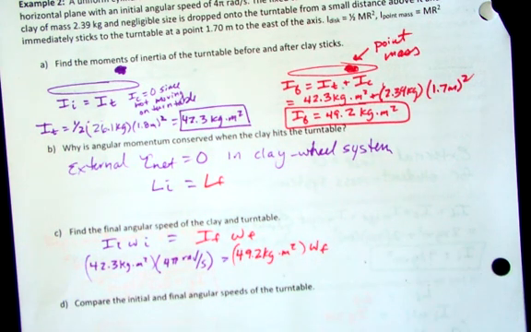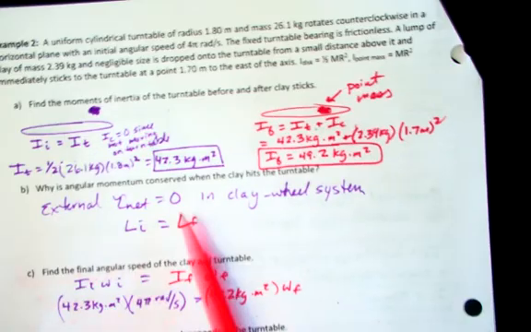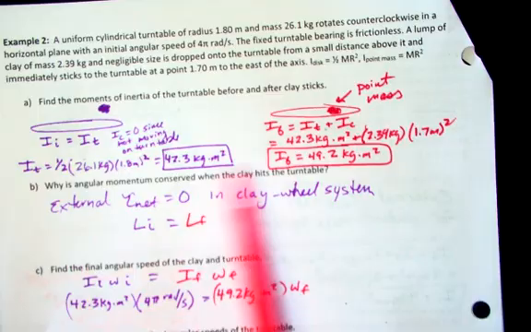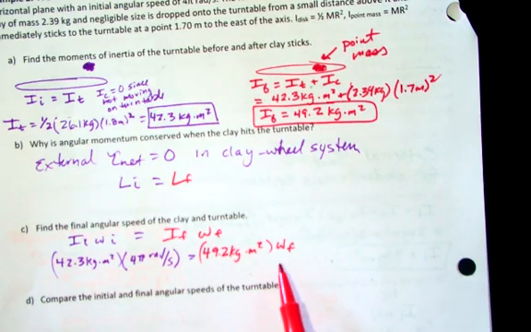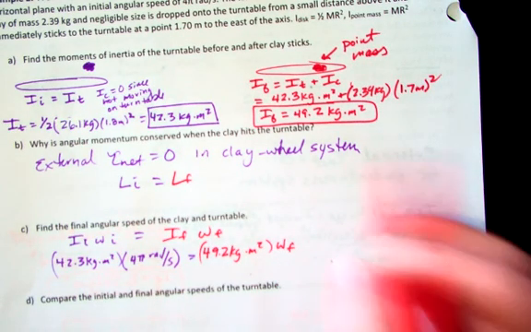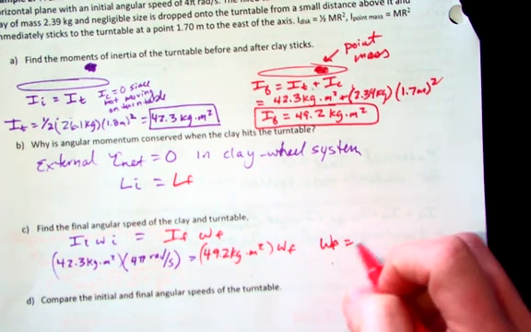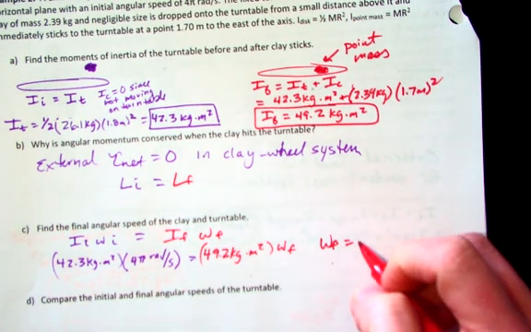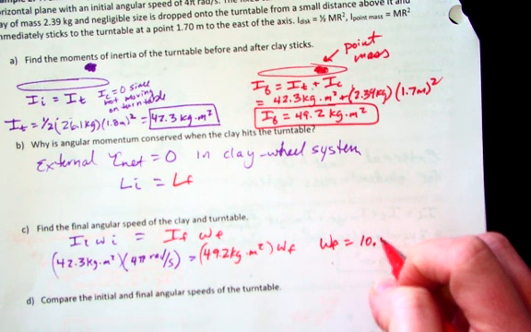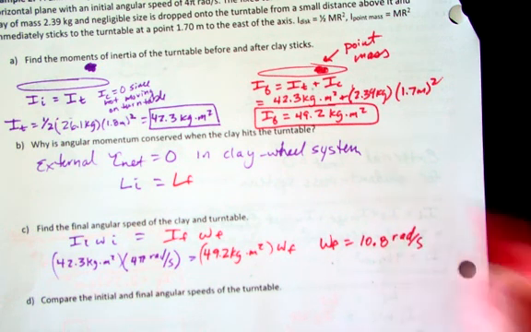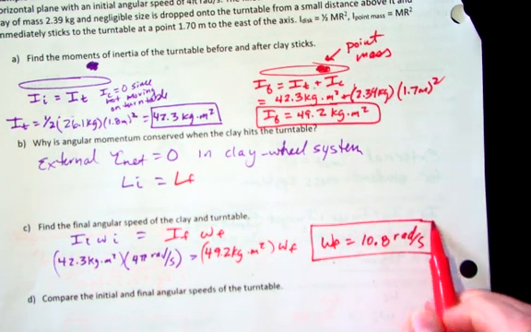Now, what do we know about the final angular velocity for this situation? Before we calculate it, what do we know about it? So what happened to our moment of inertia? It increased, so this would have to decrease. Good. It would be less. So we get the final angular velocity is going to be, if you divide both sides by 49.2, 10.8 radians per second. This is moving counterclockwise, so it stays positive.